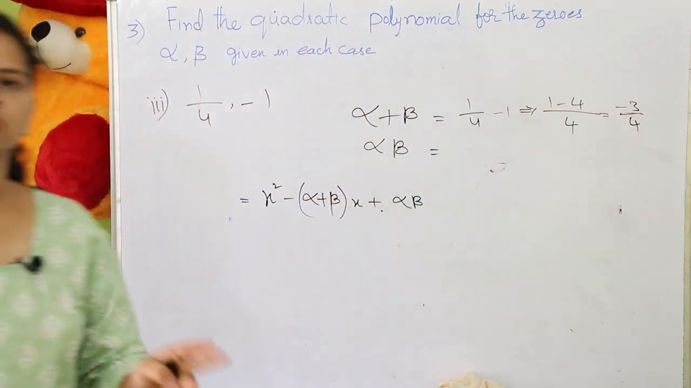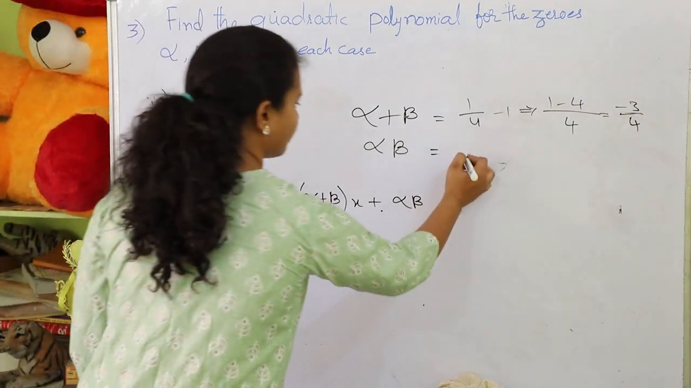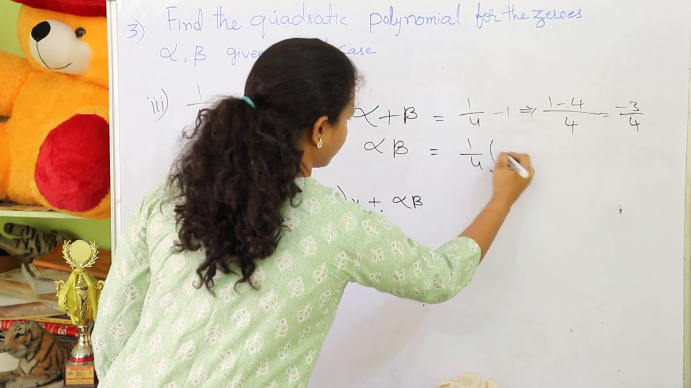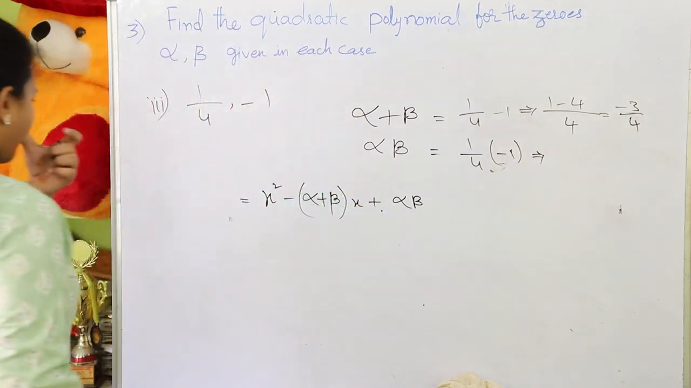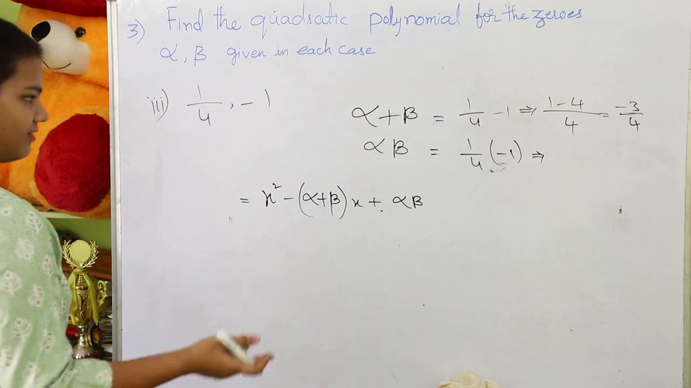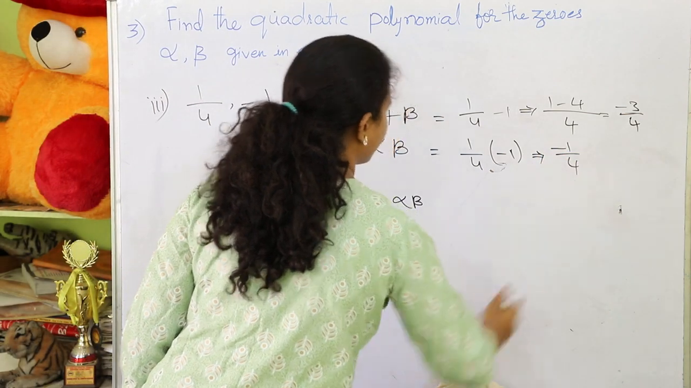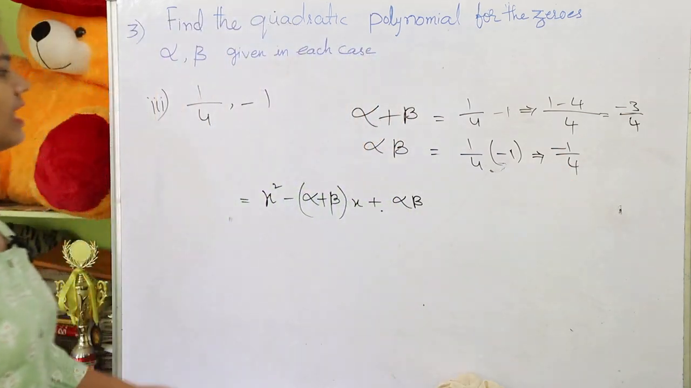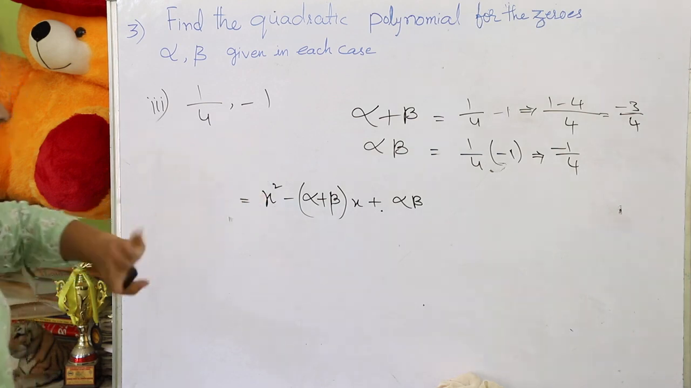Alpha plus beta value is what, guys? Minus 3 by 4. Next, alpha into beta. Alpha value is 1 by 4 into minus 1. Now this becomes 1 by 4 into minus 1. 1 ones are 1, so this becomes minus 1 by 4. So alpha into beta value is minus 1 by 4, and alpha plus beta value is minus 3 by 4.